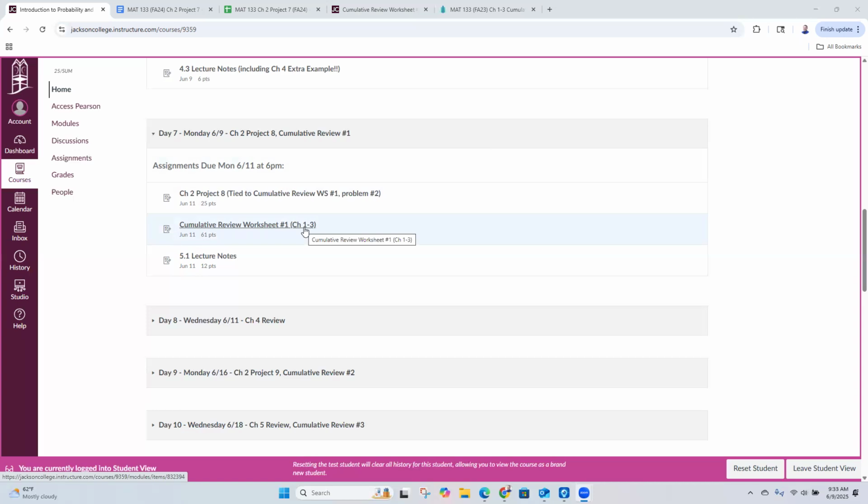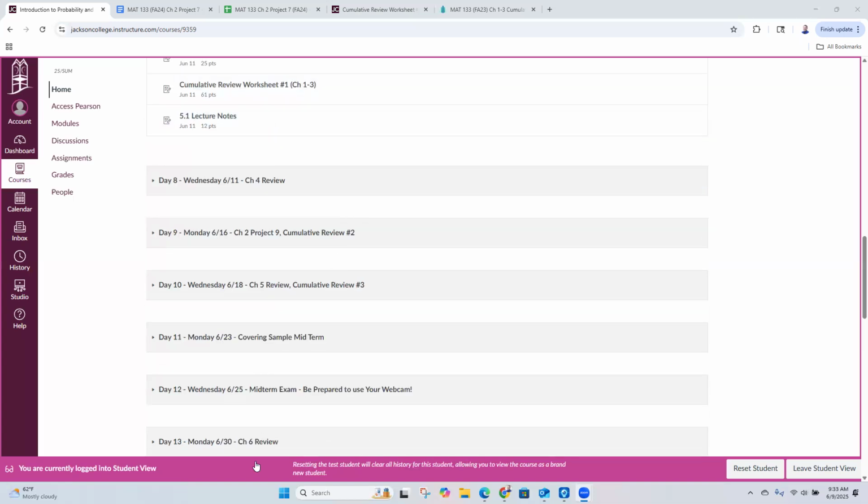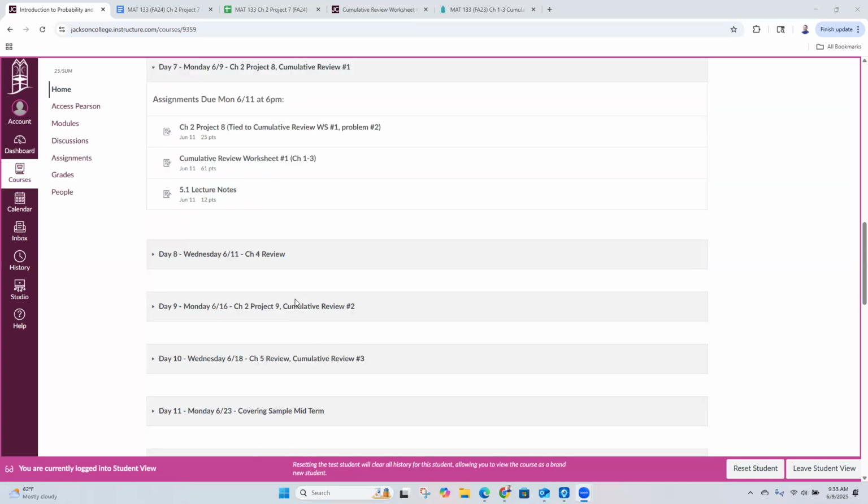We've already finished the material for chapter 4, but we haven't really started doing a lot of projects around it. So next time we'll do chapter 4 review, and then we'll be able to do some cumulative review around that. The midterm is going to cover chapters 1 through 5. We will start chapter 6 before the midterm, but we're not going to do chapter 6 on the midterm. But we'll do 1 through 5.